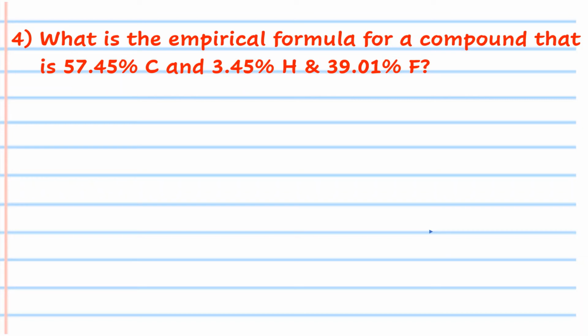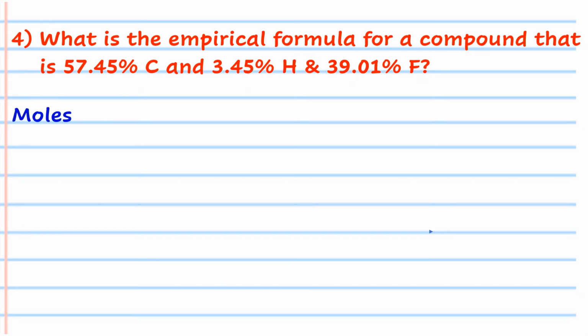What is the empirical formula for a compound that is 57.45% carbon and 3.45% hydrogen and 39.01% fluorine? So here's an example that doesn't have just 2 elements, it has 3, but we solve it the same way. First thing we do is change the percentages to grams and then convert from grams to moles using the molar mass of the element.